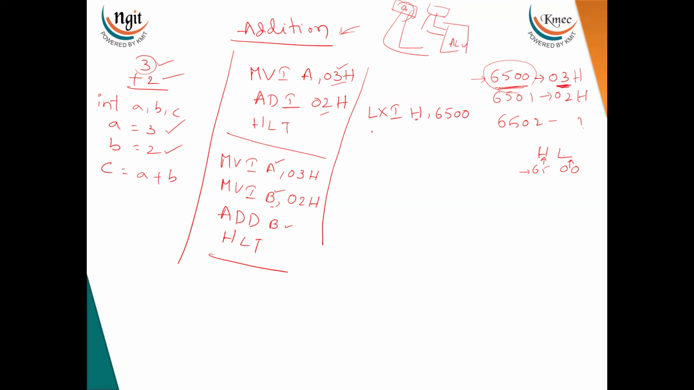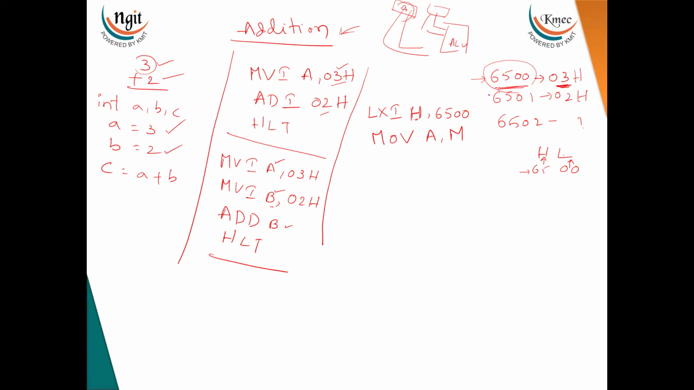So first data we need to move into the accumulator. Now for that, what is the instruction? Now HL pair is pointing to the location. So this location data we need to move into the accumulator. Now for that the instruction is MOV A, M, where M is nothing but what? HL pair. HL pair is pointing to the location. Now this location 3 is moved into the accumulator.